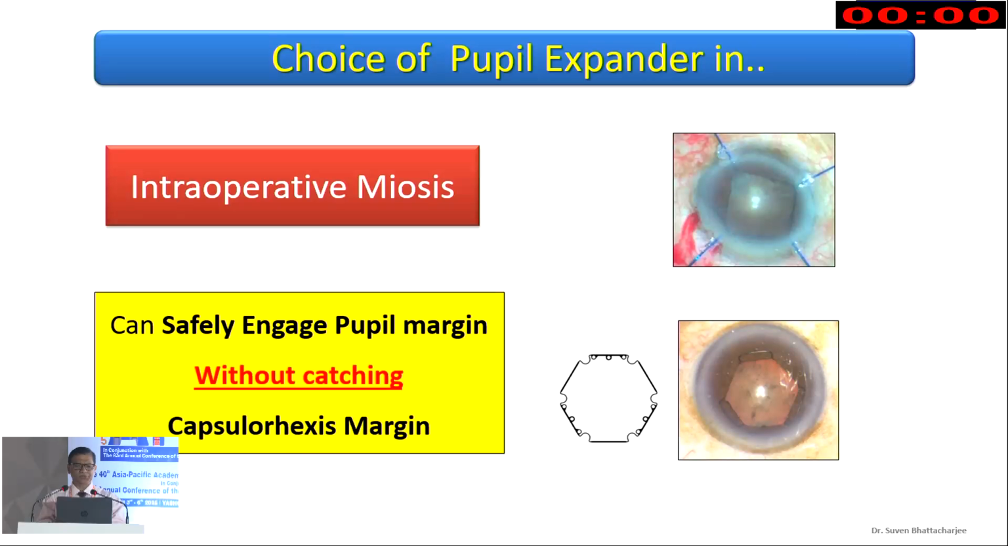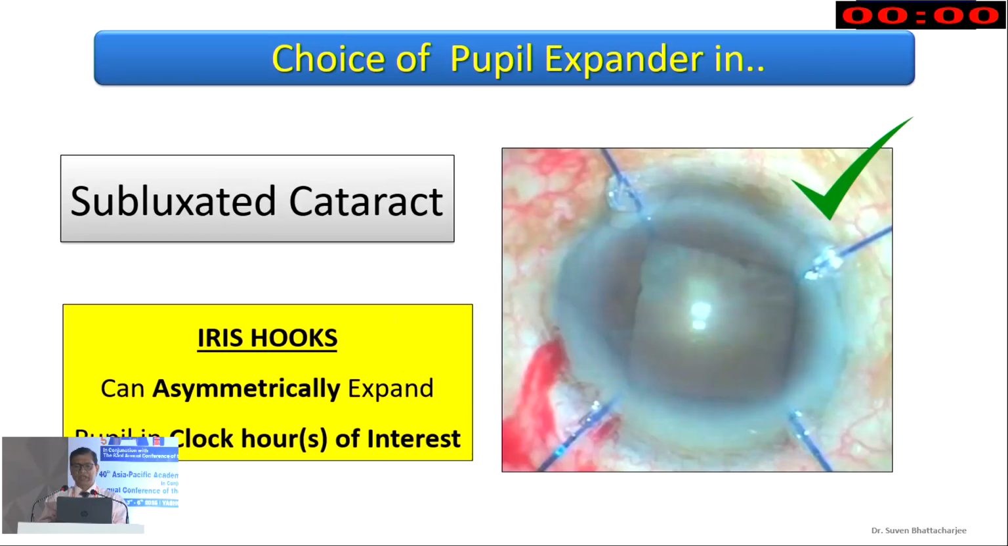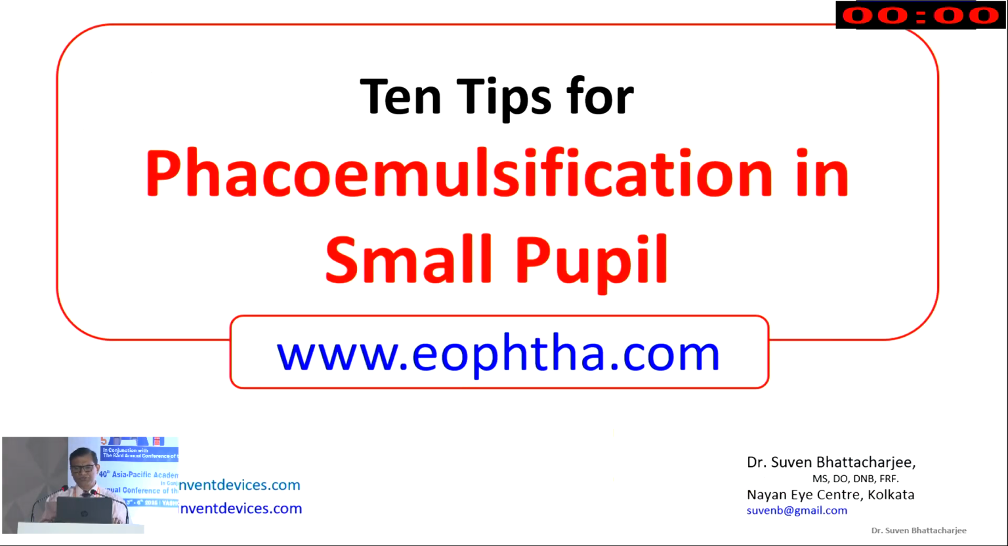So the choice of pupil expander in intraoperative miosis is either iris hooks or the BHEX. And in subluxated cataracts, I would definitely go for the iris hooks because you can control the clock hours where you would like better visualization. These are some resources which you have online. Thank you very much for your kind attention.